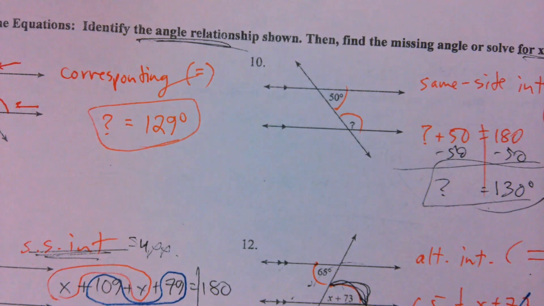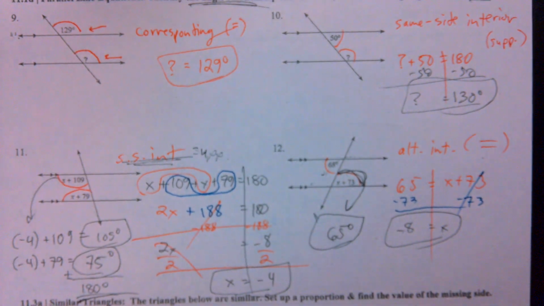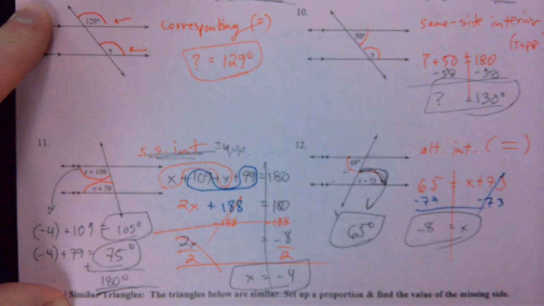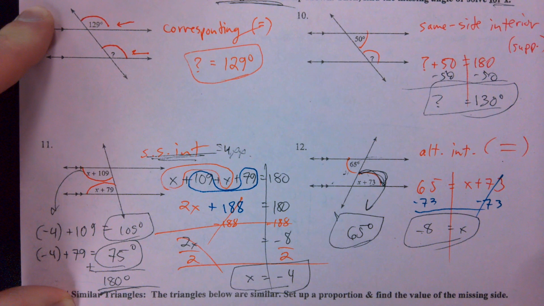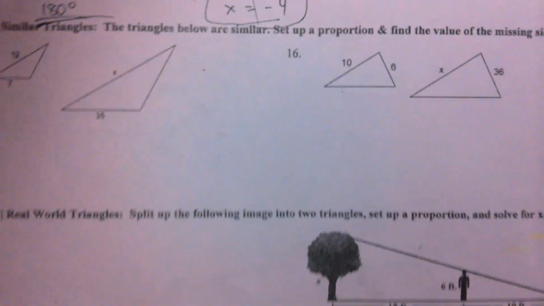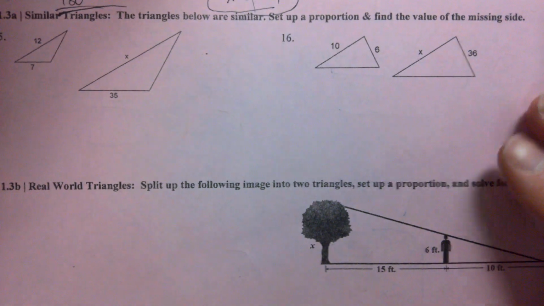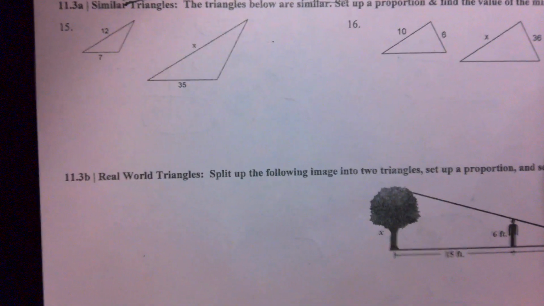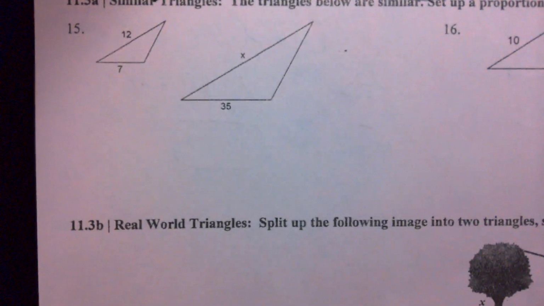All right, questions on our parallel lines here. Don't forget about what we talked about in the warm-up. That'll come up again tomorrow on the test. Down to 15 and 16 are similar triangles. All we've got to do is set up a proportion, cross multiply, and solve for x. We know that the triangles are similar.